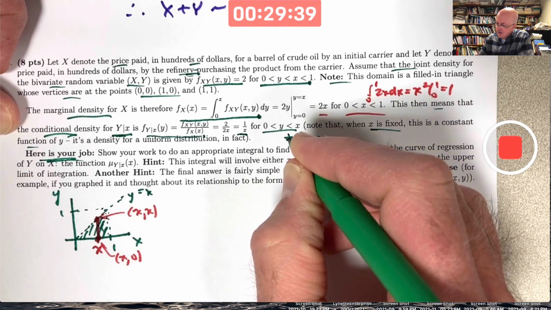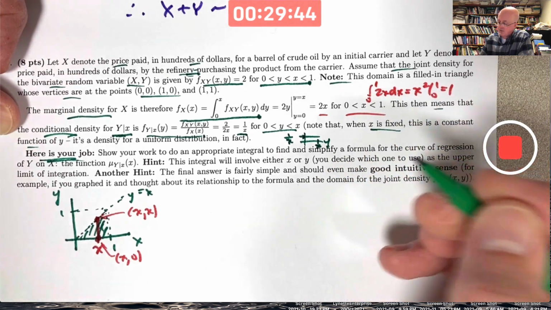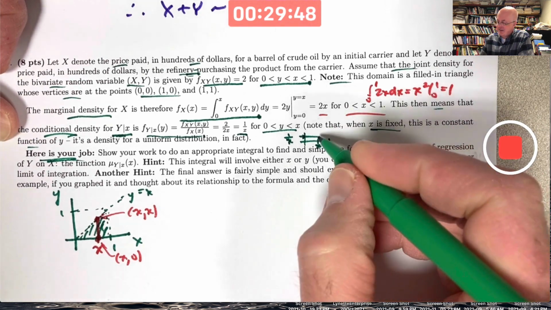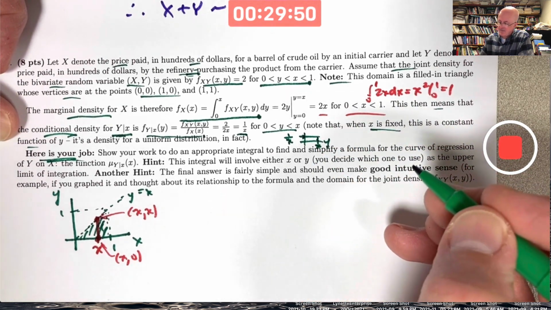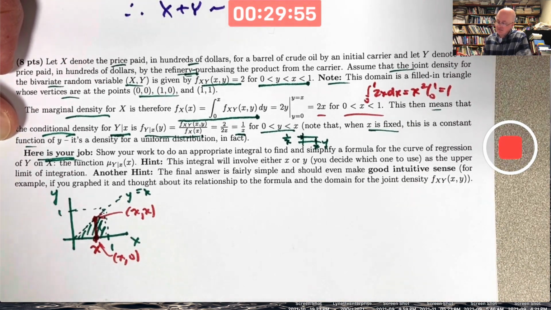The value there is 1 over x. It goes between 0 and x. The area under that is 1. 1 over x times x is 1. Okay? It is a valid PDF. You want to think of x as fixed there. But I could do this for different x's.